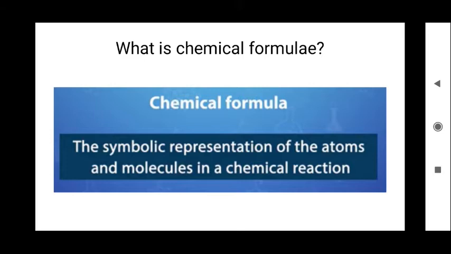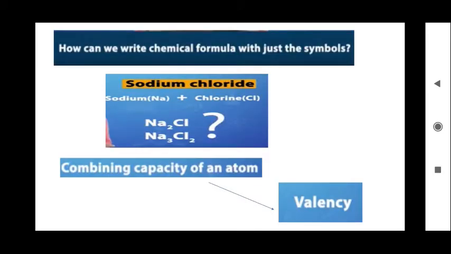How can we write a chemical formula just by using the symbols? We know that sodium chloride has two atoms: one is a sodium atom, another is a chlorine atom. We also know the symbol of sodium is Na and the symbol of chlorine is Cl. So how do we put them together to get sodium chloride? Should we write it as Na2Cl or should we write it as Na3Cl2? That is the main question.